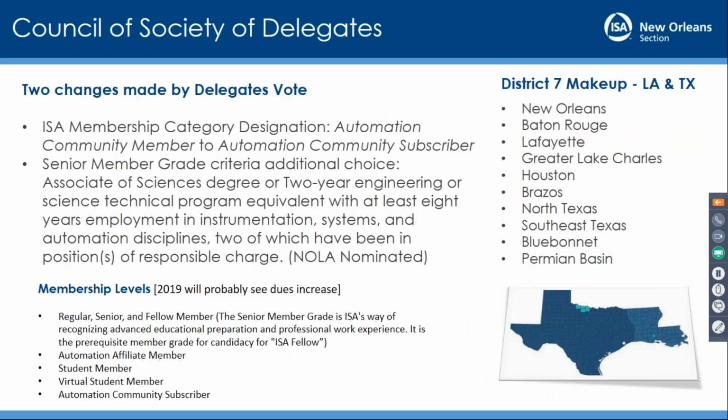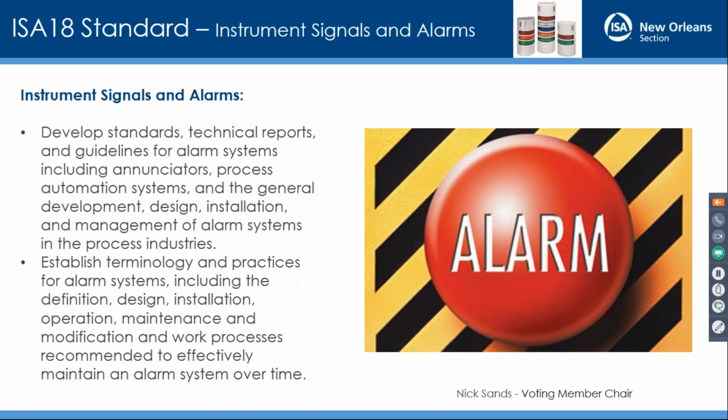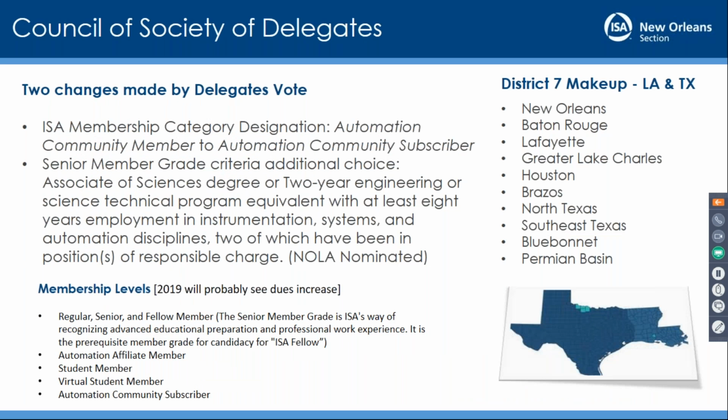So stay tuned. Now I'm going to get into some of the delegates' votes. Delegates meet at this meeting also to vote on some of the pertinent issues that come up. There were 2 things in particular. If you notice at the bottom, whoops, I went too fast. Okay, at the bottom there are the membership levels. Membership levels are regular, senior, and fellow members. That has to do with how long you've been in the industry.